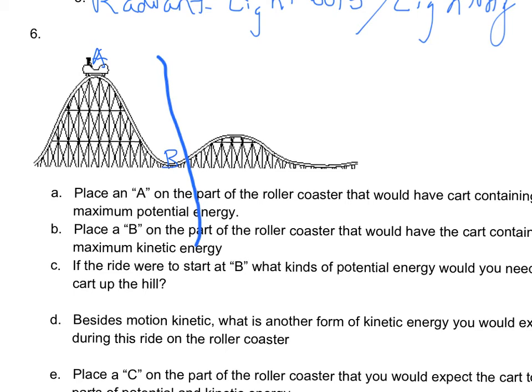If the ride were to start at point B, what kinds of potential energy would you need to get the cart up the hill? Now remember, we talked about this as we watched the video of the roller coaster in class, and we said that it might be electrical. Maybe they're tapping into the electricity to give it that boost to get up the hill, or maybe it is chemical. Okay, maybe they combine some sort of substances to be able to provide the energy for that thing to get up the hill.